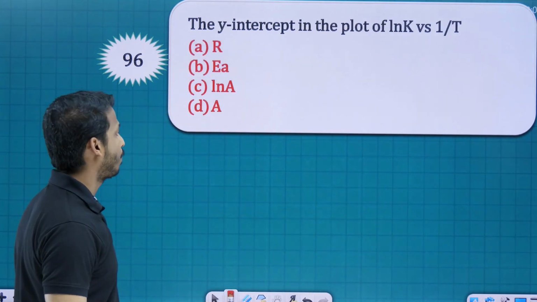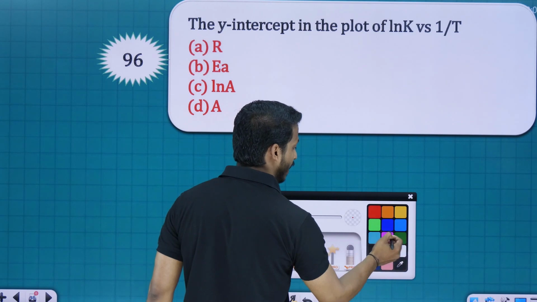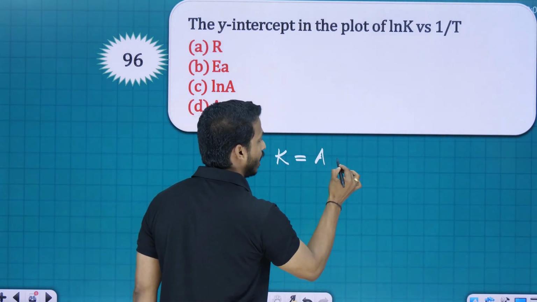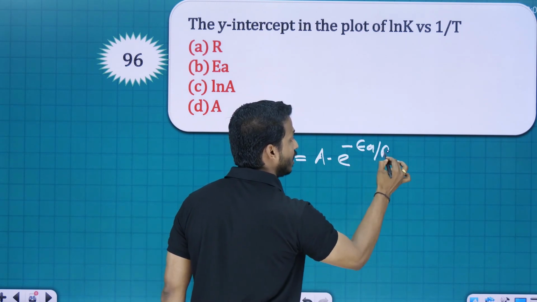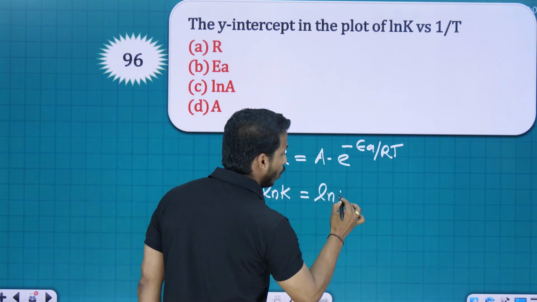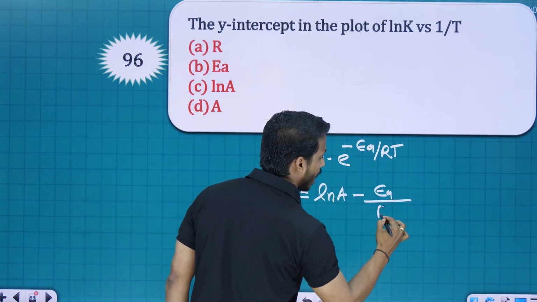The y-intercept in the plot of ln K versus 1 by T is, hope you remember that equation. What is the equation? Arrhenius equation. K equal to A into e raised to minus EA by RT. Taking logarithm on both sides, log K equal to log A minus EA by RT.